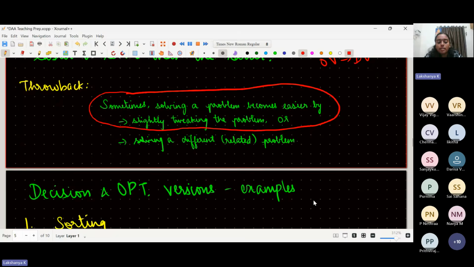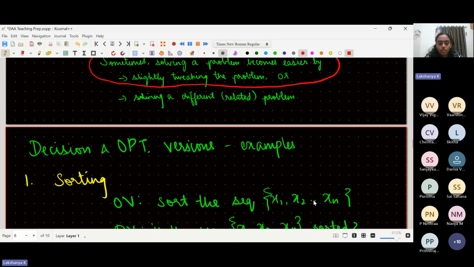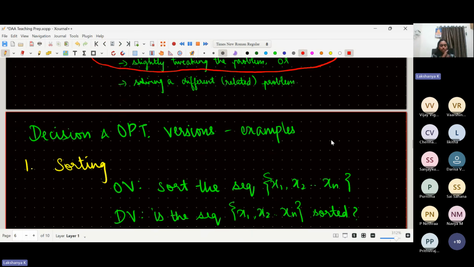So we'll look at a few examples of decision version and optimization version. Starting with the classic sorting problem. Optimization version is sort the sequence x1, x2 up to xn. Again, as I said, this is just about finding a solution. It is not necessarily maximize, minimize. Optimization is used in a very broad sense here. So optimization version is you sort the sequence and you give the sorted output.